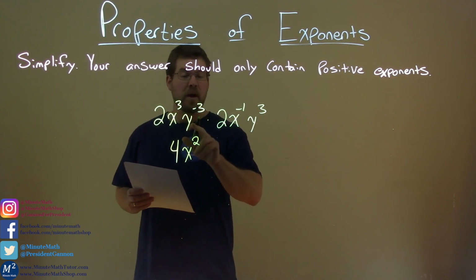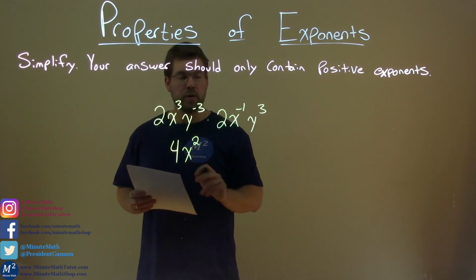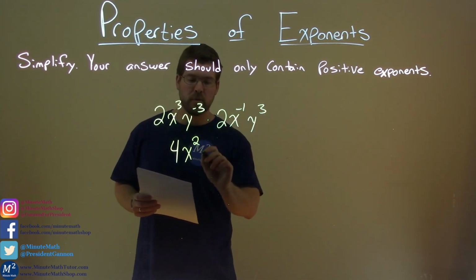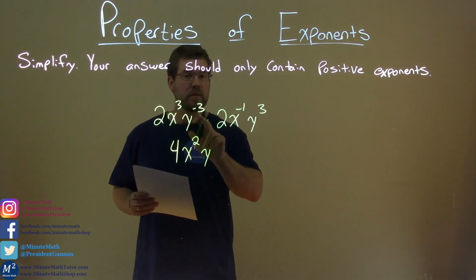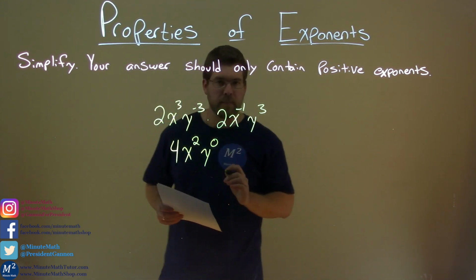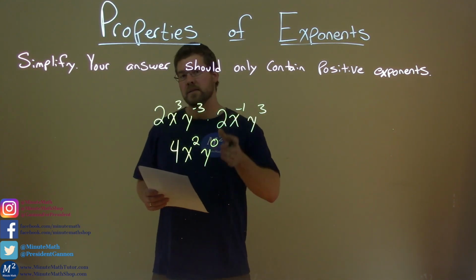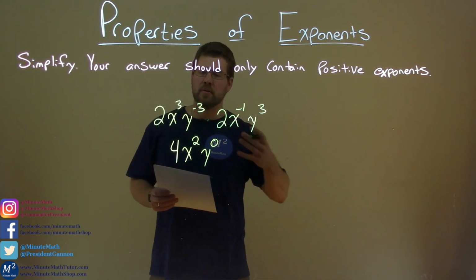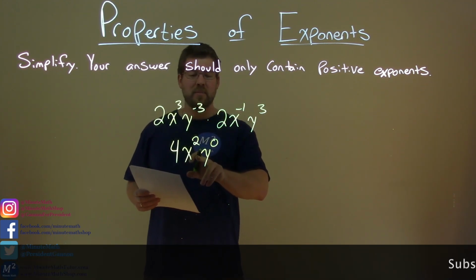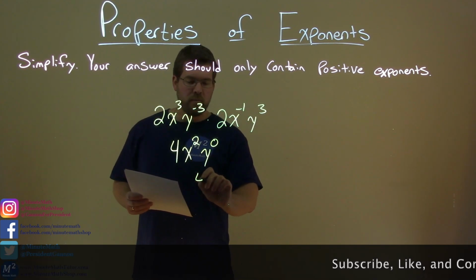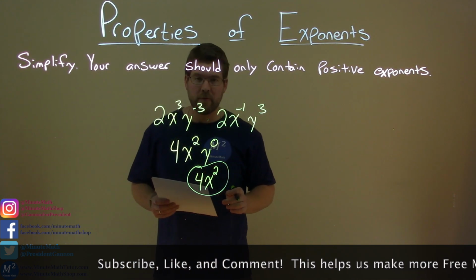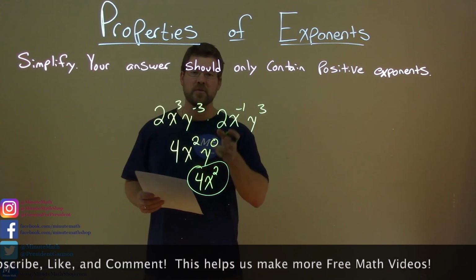Last one here, we have y's. Y to the negative third times y to the positive third. Again, same base, add the exponents. That's y to a negative 3 plus 3, which is y to the 0 power. But we're not done. We never really write y to the 0 power or any variable to the 0 power. Any number to the 0 power is just 1, so it's being multiplied really here by 1. So if I'm writing my final answer, it's just 4x squared, and there we have it. Our final answer, 4x squared.